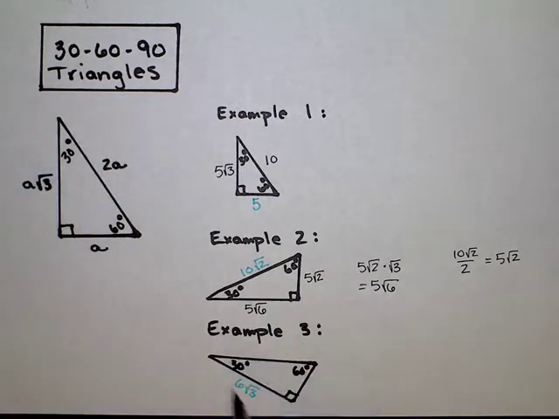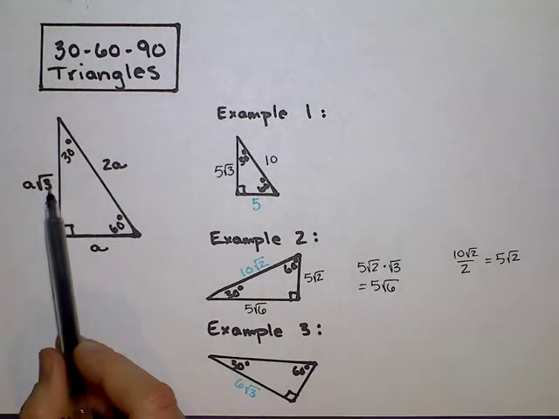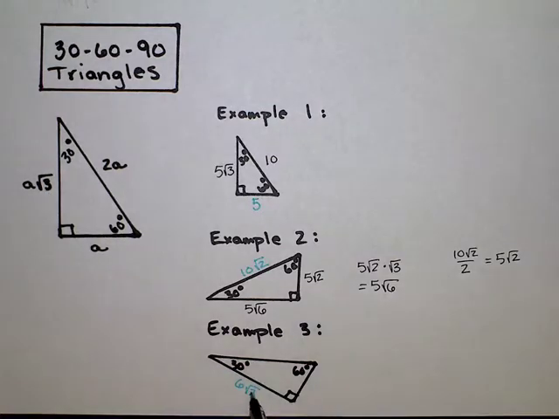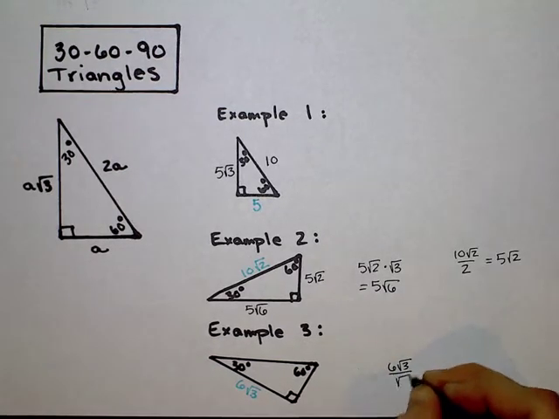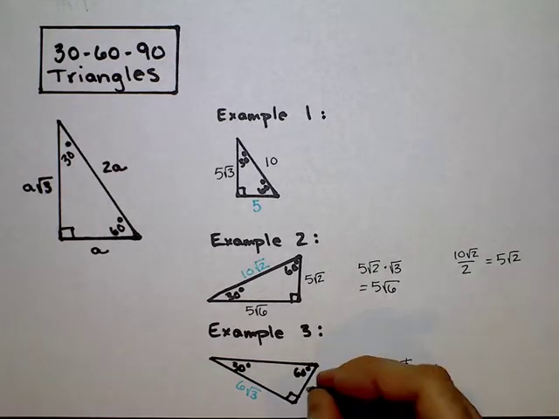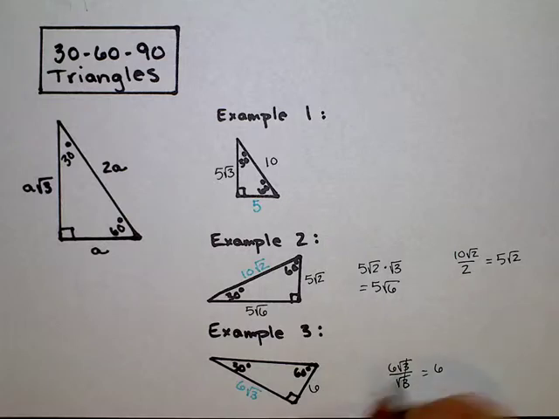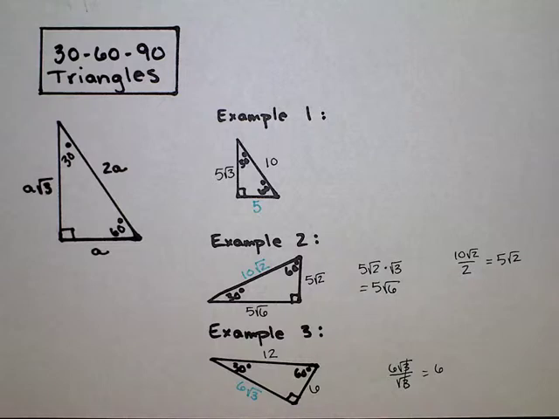Now for the final example, we're given the long leg. And in order to get to the hypotenuse, again, it's a really good idea to go through the short leg. So to go from long leg to short leg, instead of multiplying by radical 3, we're going to divide by radical 3. And when you divide 6 radical 3 by radical 3, the 2 radicals cancel because they're the same thing, and we end up getting 6. And then it's really easy to get the hypotenuse because we just double the short leg and we get 12.